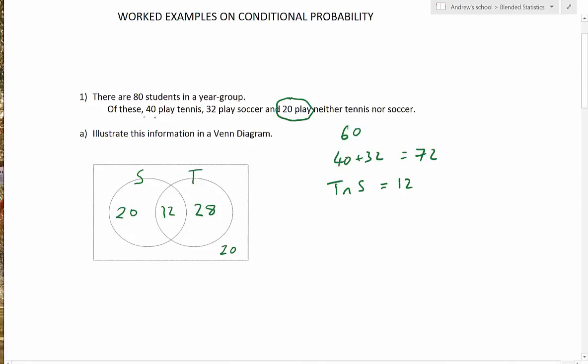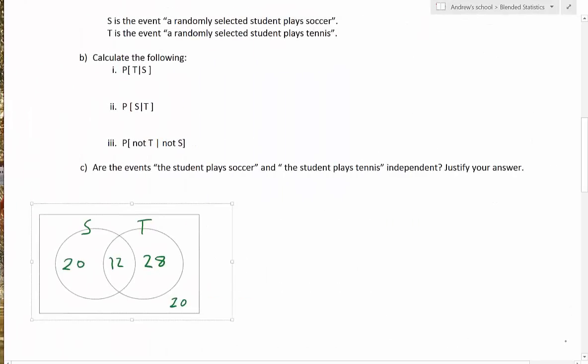As an aside, we can see straight away, if 40 play tennis and there are 80 altogether, then the probability that a random person plays tennis is 40/80ths, which is a half. And the probability that a random person plays soccer is 32/80ths, which is 4/10ths or 2/5. Okay, and now we're going to use this to calculate some conditional probabilities.